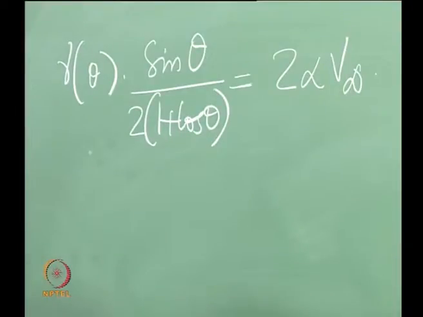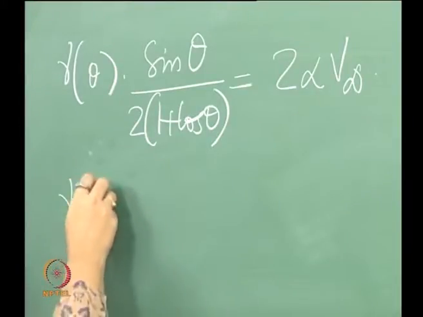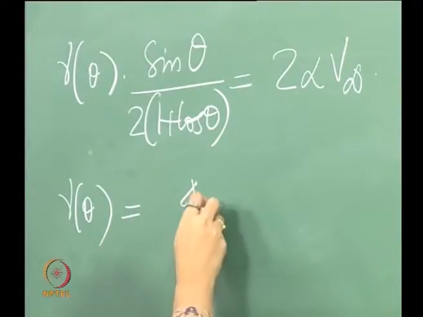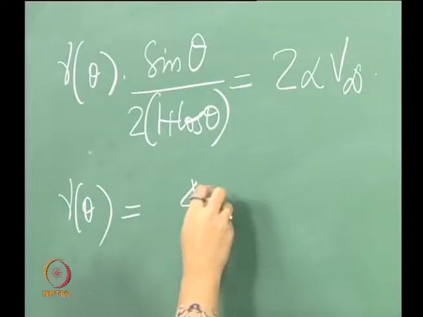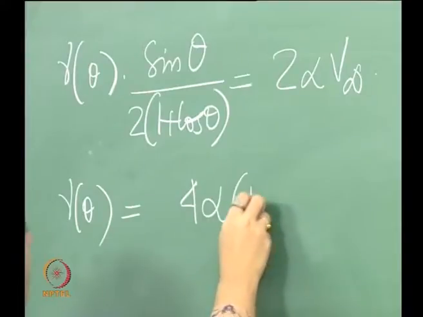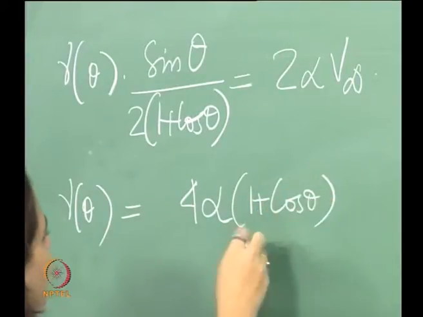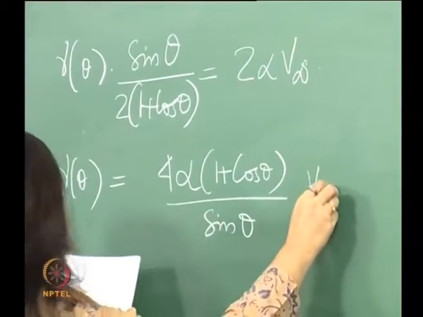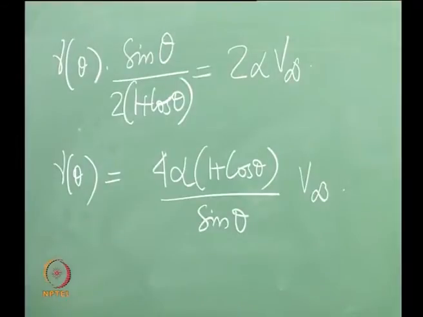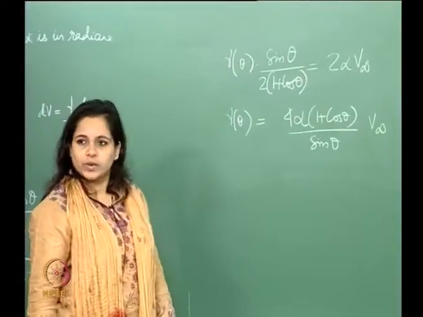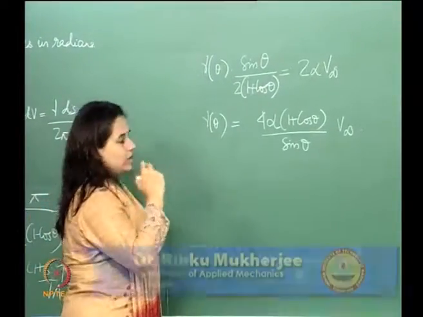So, when I do that, what I get is an expression for gamma theta, which is equal to 4 alpha times 1 plus cos theta by sin theta into v infinity. This is the expression for gamma theta. So, this is the distribution.